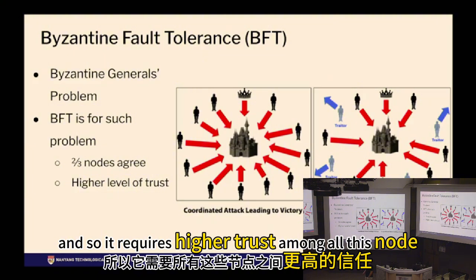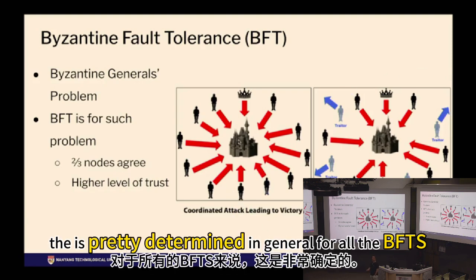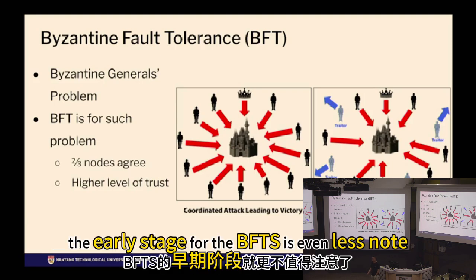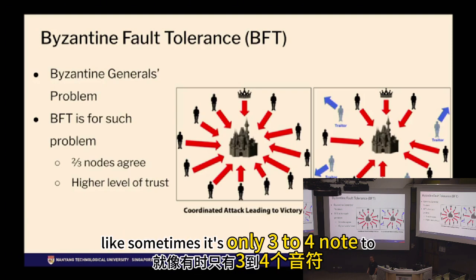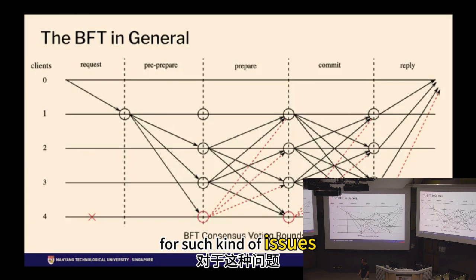And so it requires higher trust among all these nodes, because all these nodes are pretty much predetermined in general for all the BFTs. The early stage for the BFTs had even fewer nodes. Sometimes it's only 3 to 4 nodes for such kinds of issues.